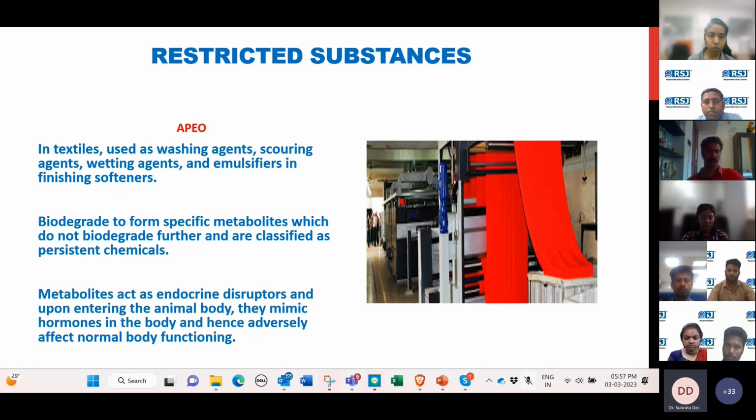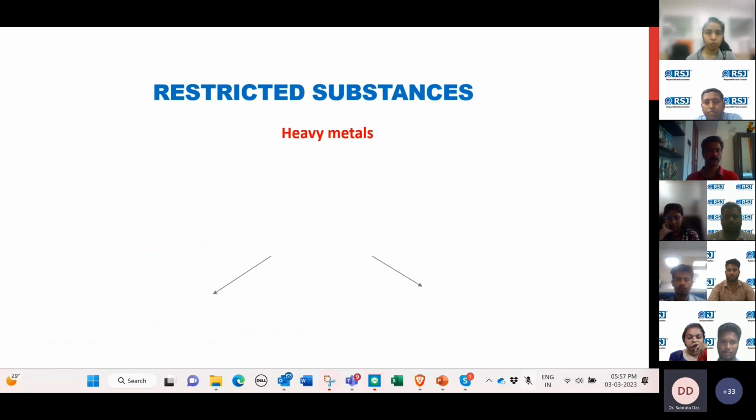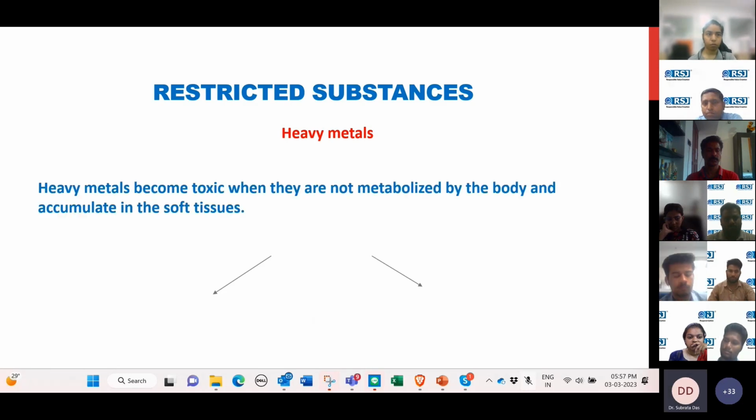Because if it happens to be found in the clothing, it becomes an endocrine disruptor. That is, it mimics the hormone in the body, and normal body functioning is affected because of this APEO. That's why it is a very, very dangerous chemical among the restricted substances in the product, especially in children's products. One has to handle this kind of thing very carefully. So APEO is one of the most important restricted substances which can be tested in a product.